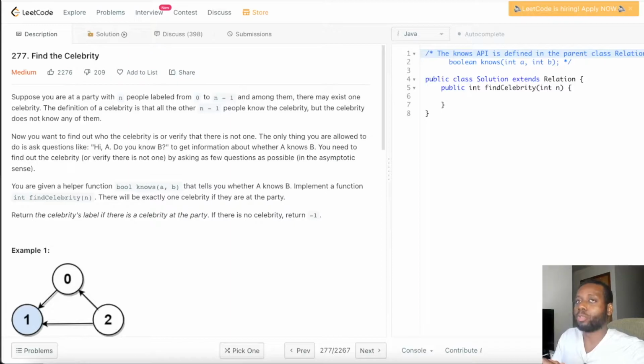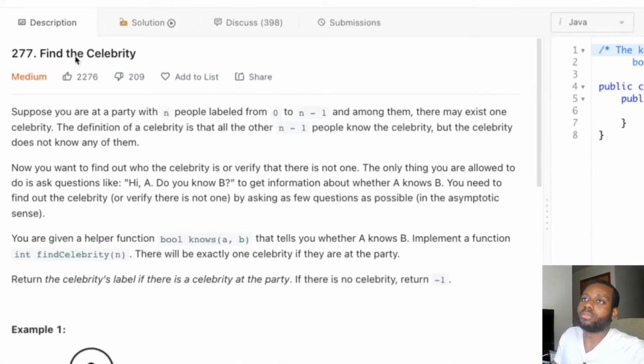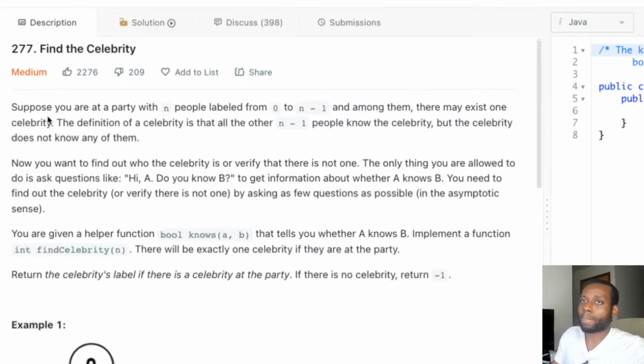I'll be talking about a pretty good problem. The problem is called Find the Celebrity. This is a very, very good problem, guys. I love it.